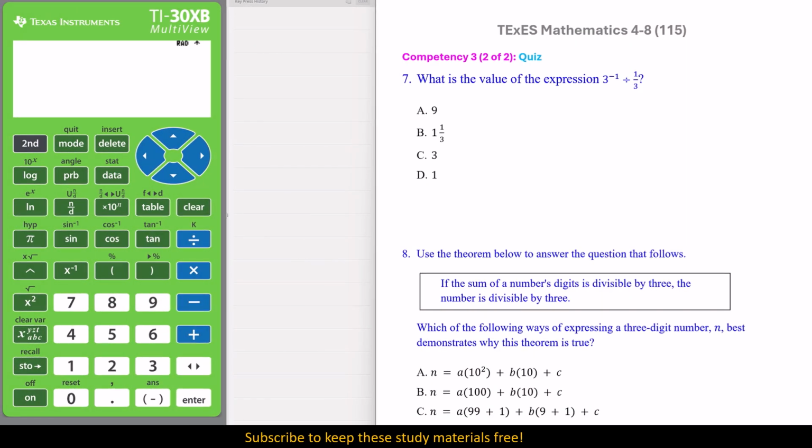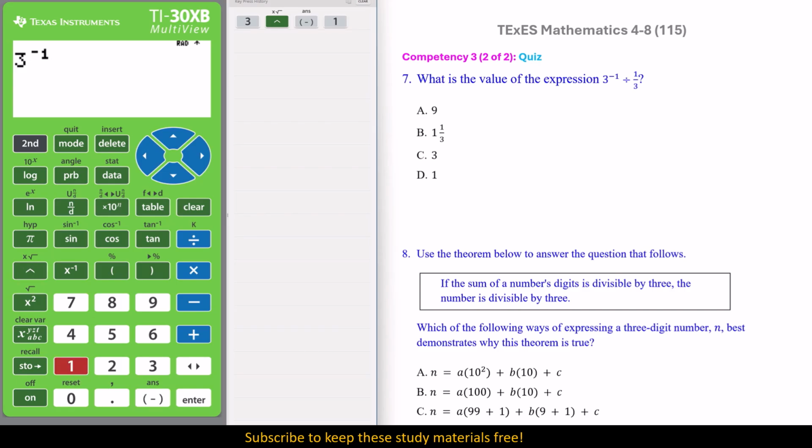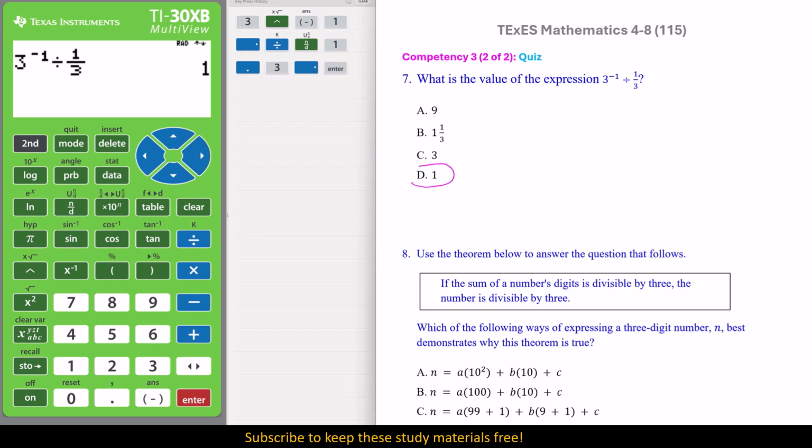Number 7, what is the value of the expression 3 to the negative 1 power divided by 1/3? Well, let's put that in the calculator and see what happens. Okay, so that's 3 carried up, negative 1, arrow all the way over. Now let's divide and put in a fraction, 1 over 3. Make sure we entered it correctly and enter, and the value is 1.